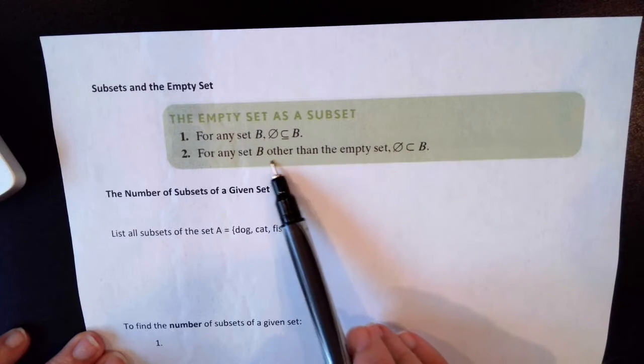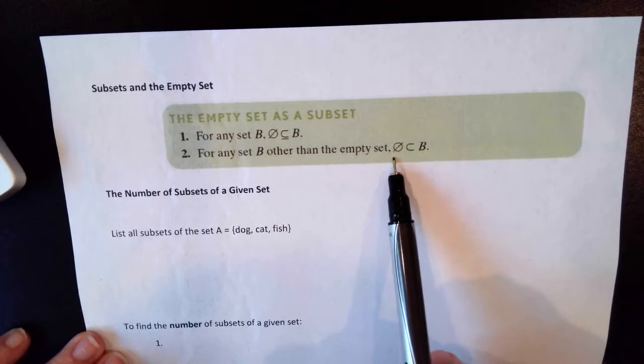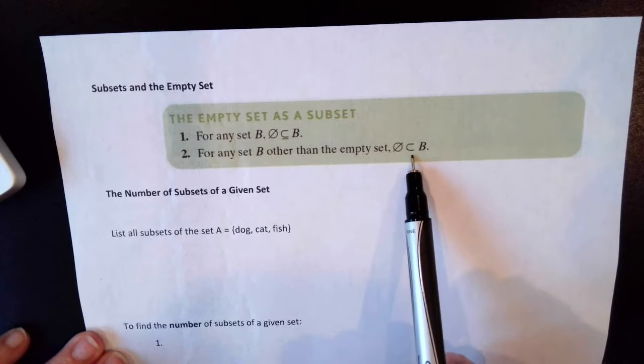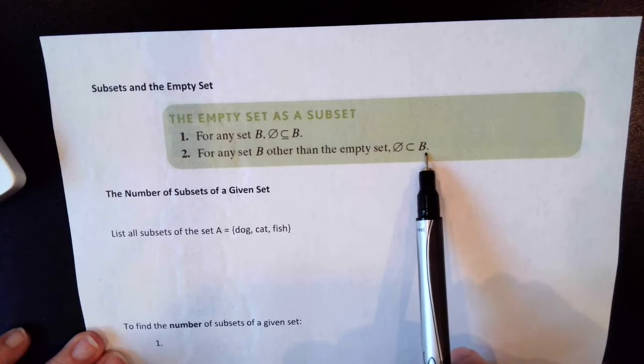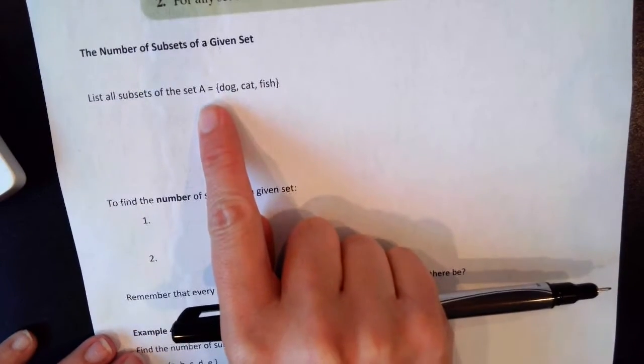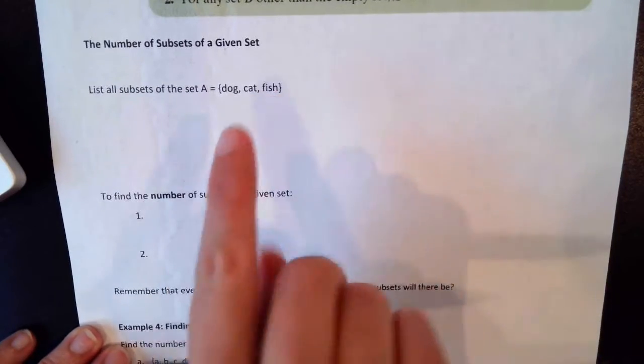And then if B is not the empty set, then it's a proper subset. Because obviously, if there's nothing in this set at all, that's going to have fewer elements than any other set in the world with something in it. So we are going to figure out how many subsets there are for any given set.